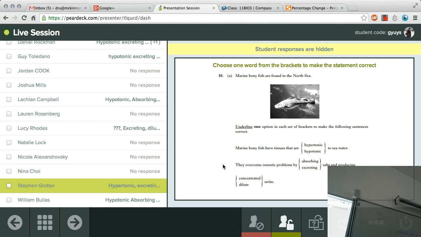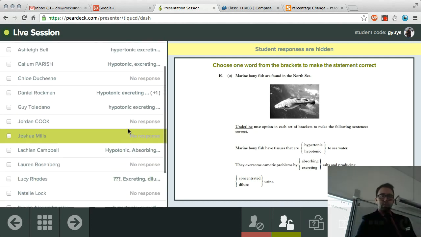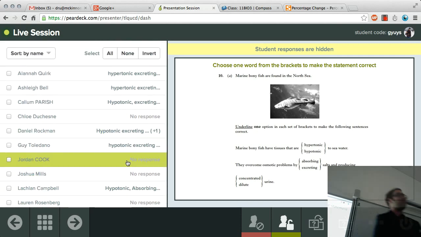It's talking about their urine. So think of a human that needs to keep as much water in its body. What's its urine going to be like? I'm going to talk about it with the class.